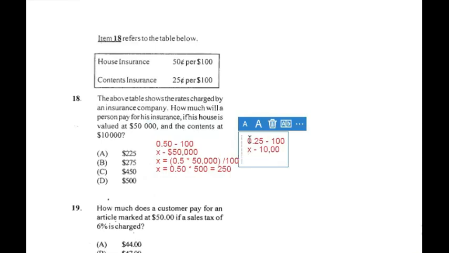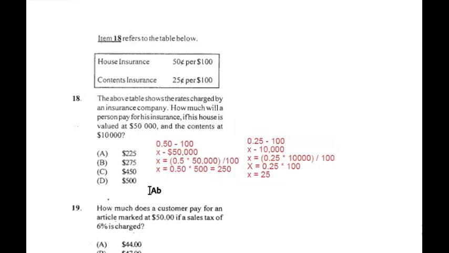So we cross multiply, so X is equal to 0.25 multiplied by 10,000, and all of that is divided by 100. And we cancel the zeros from the 100 with zeros from the 10,000, and we will get 0.25 multiplied by 100, and X is equal to 25.